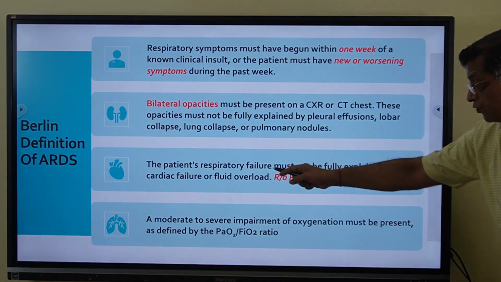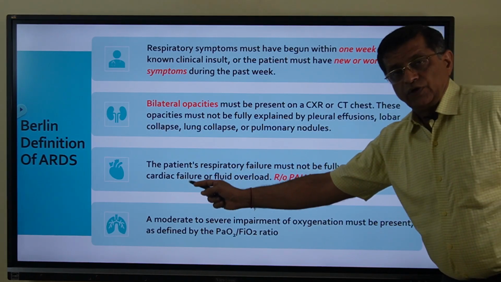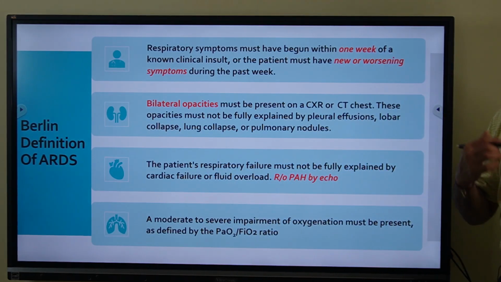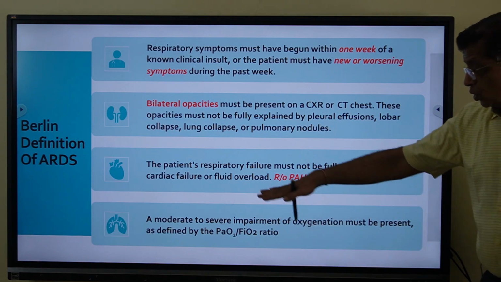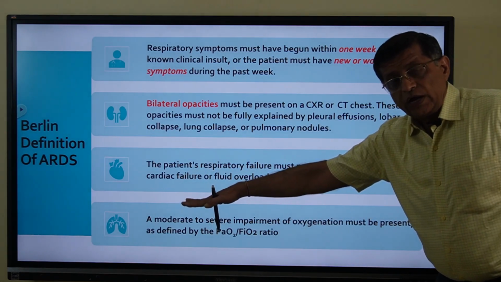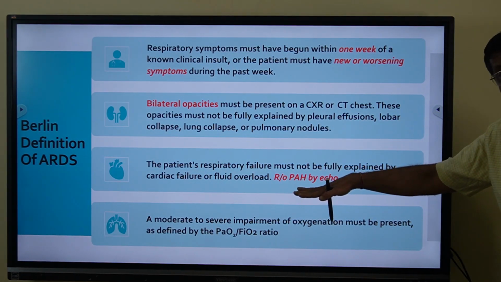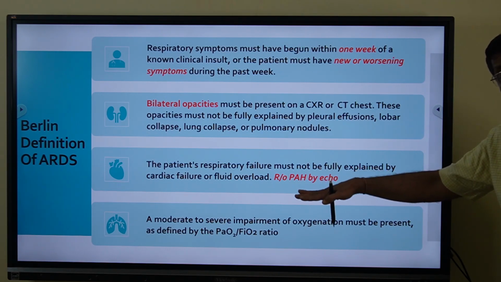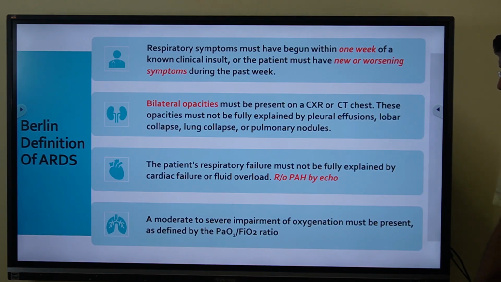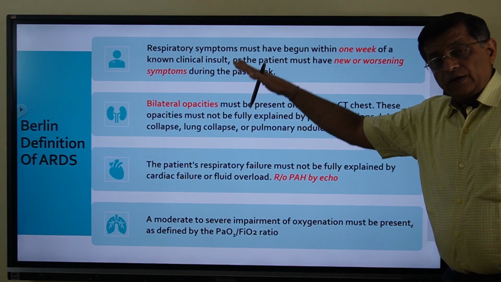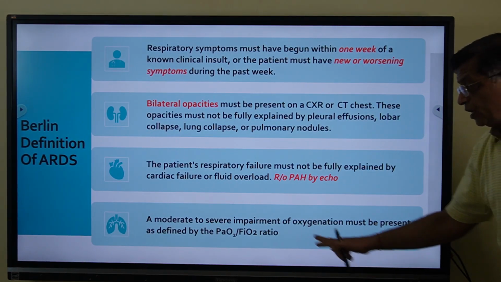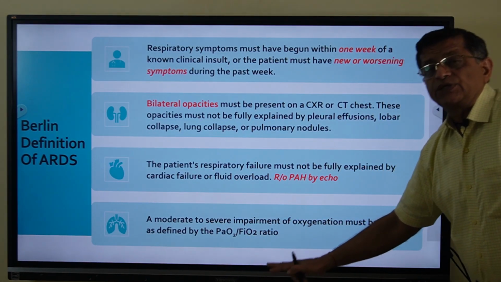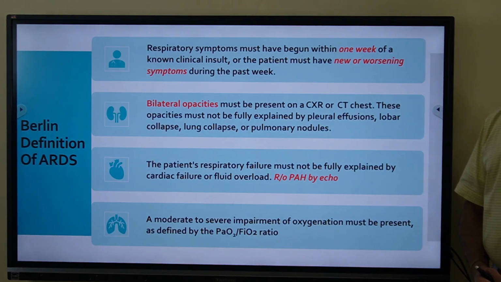And the patient's respiratory failure must not be fully explained by cardiac failure. A patient with cardiac failure will have bilateral pulmonary edema, so that is not included in ARDS. So you should rule out fluid overload and heart failure. This can be done by ruling out pulmonary arterial hypertension on echo. And in addition to all these criteria, you then see the PF ratio. If the PF ratio is low, then the patient has ARDS.